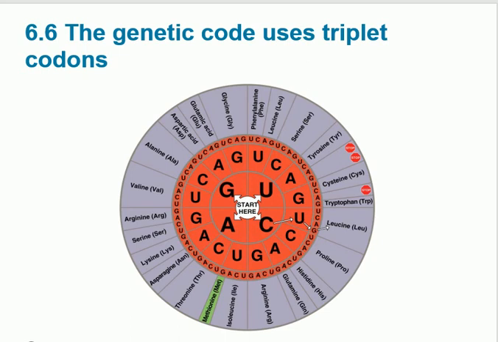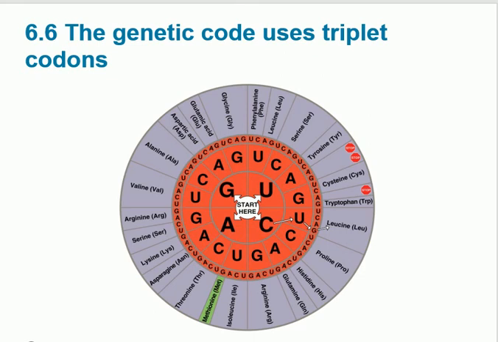AGG. This is arginine, I mean. Arginine. AGA. Also arginine. So do you mean that I can have two codes for the same amino acid? You can have even more than two. You can have even three. Okay? So let's go to the next one.